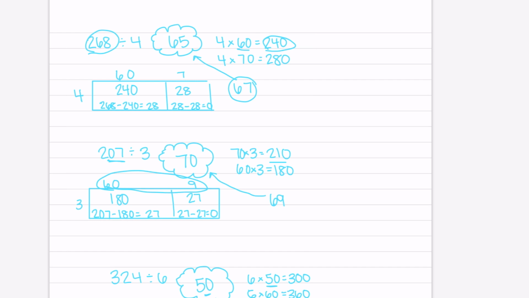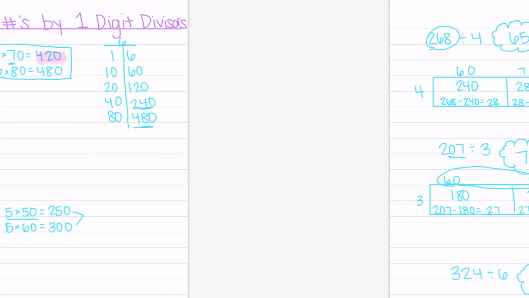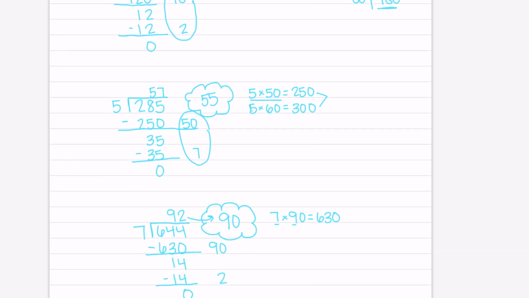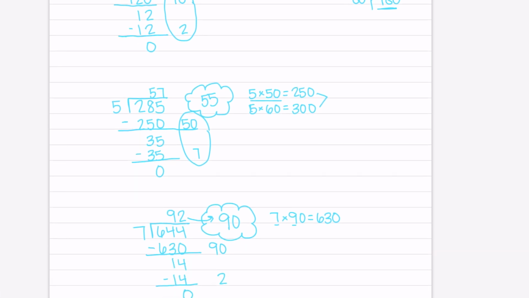So in this video, we looked at using an area model as well as strategies based on place value to divide multi-digit numbers by a one-digit divisor.